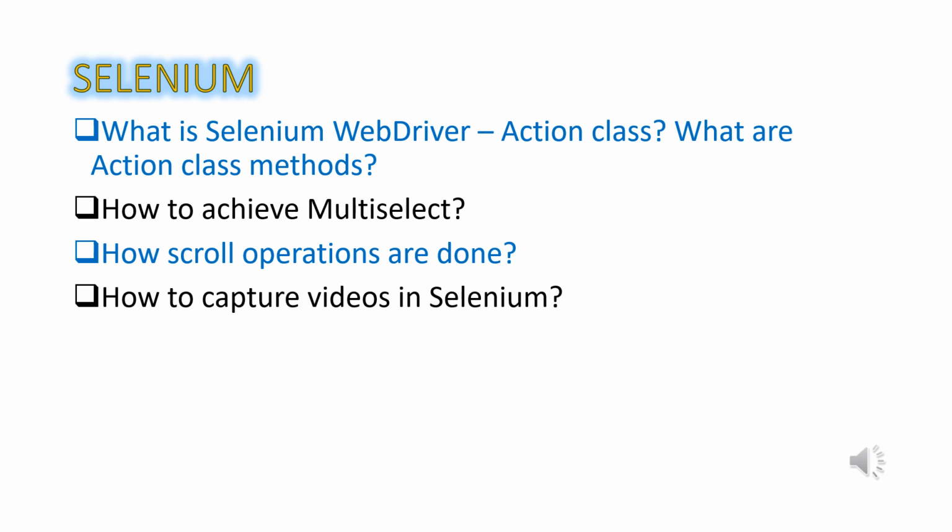The next one is how to achieve multi select. For multi select we have options in WebDriver. How are scroll operations done? Scroll down or scroll up, for that we have the WebDriver Selenium commands. We can use the JavaScript executor: JS equals JavaScriptExecutor driver. We can execute scripts to window.scroll by some positions, 0 position, X position and Y position. Based on that we can easily navigate. That is how we can use the scroll options.